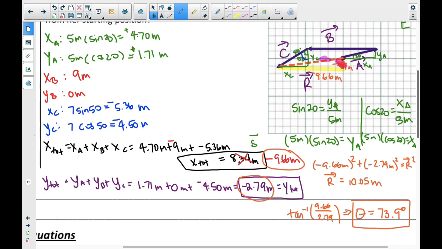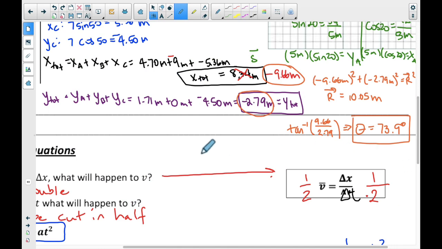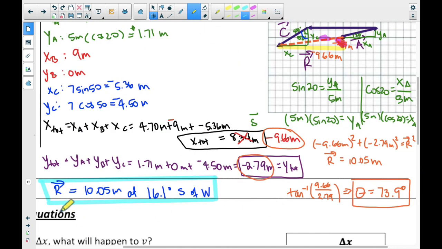I'm taking up a lot of space here. My final answer. All right, my final answer is here. My resultant vector is 10.05 meters at 16.1 degrees south of west. Because if it was due west, it would be going here. It's a little bit south of that, 16.1 degrees south of west.